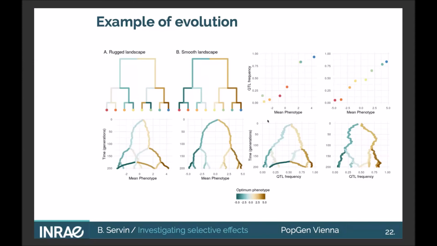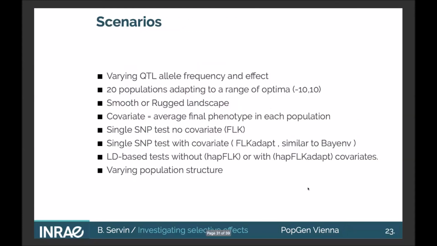Rugged landscape case, sorry. So we simulated under these scenarios with varying QTL allele frequencies and effects. We took 20 populations with rather large samples. The covariate we took was the average final phenotype in each population, and we tested with differentiation tests, FLK, AppFLK, or the ones that incorporate the phenotype, called FLK-adapt and AppFLK-adapt. And we varied the population structure as I explained.